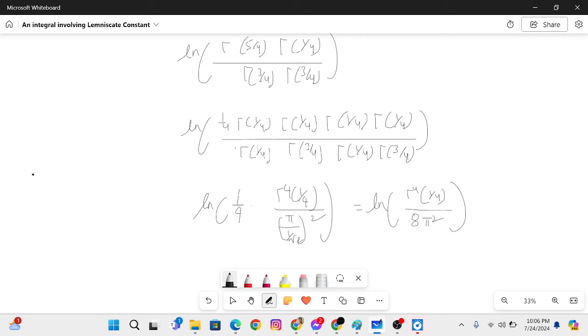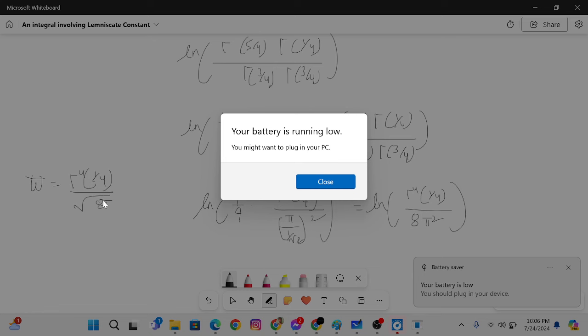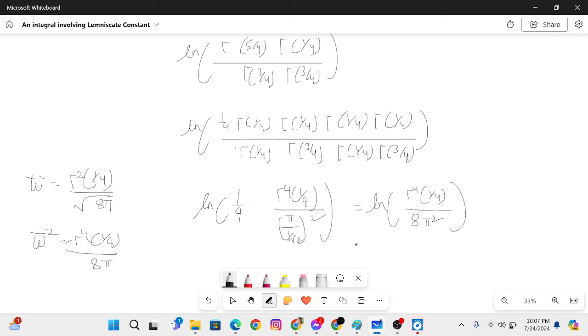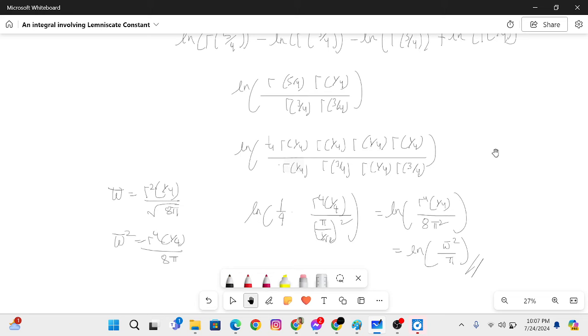And now we know that the lemniscate constant is just the square root of... sorry, the 2nd power of the gamma 1 by 4 divided by the square root of 8 pi. So the square of the lemniscate constant is just the 4th power of gamma 1 by 4 by 8 pi. Yes, there is 8 pi square. So therefore this is just ln of the square of the lemniscate constant divided by pi. And yes, this is the answer that we need.